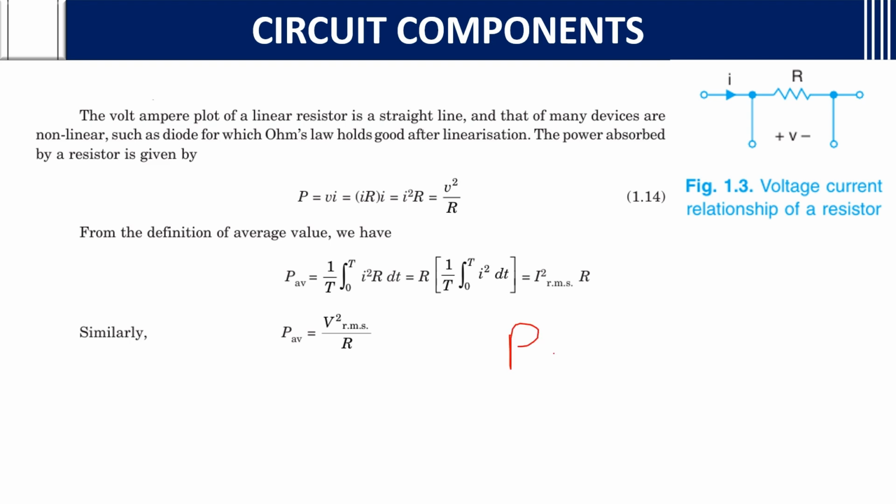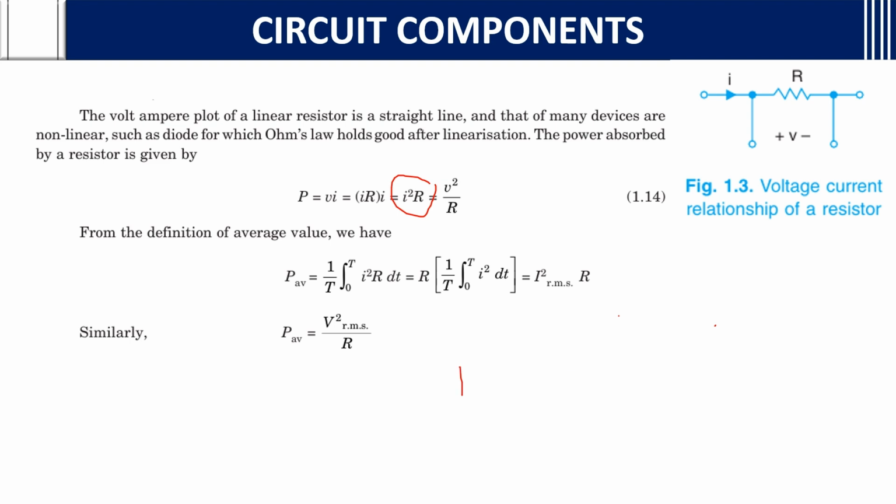P is equal to VI. Then V is nothing but IR, so P equals IR into I, that is I squared R. This is what we got. P can be written as VI, in other terms as I squared R, and in other terms also as V squared by R.